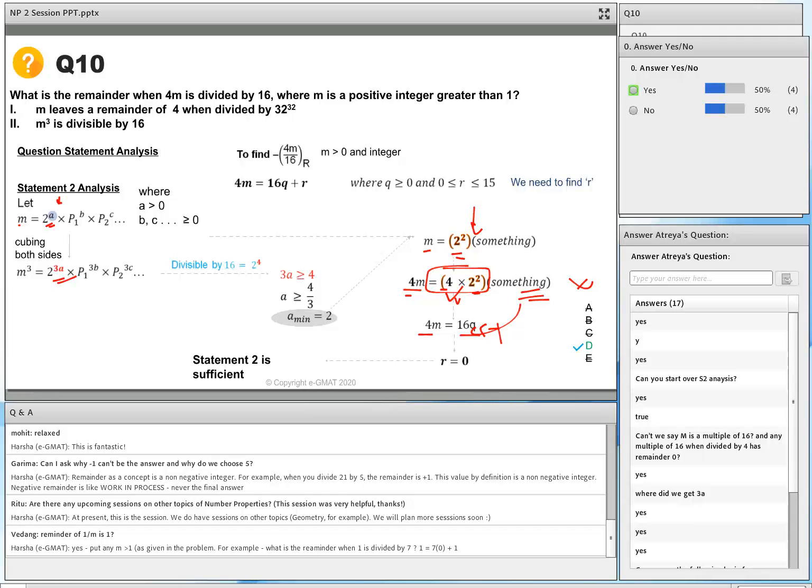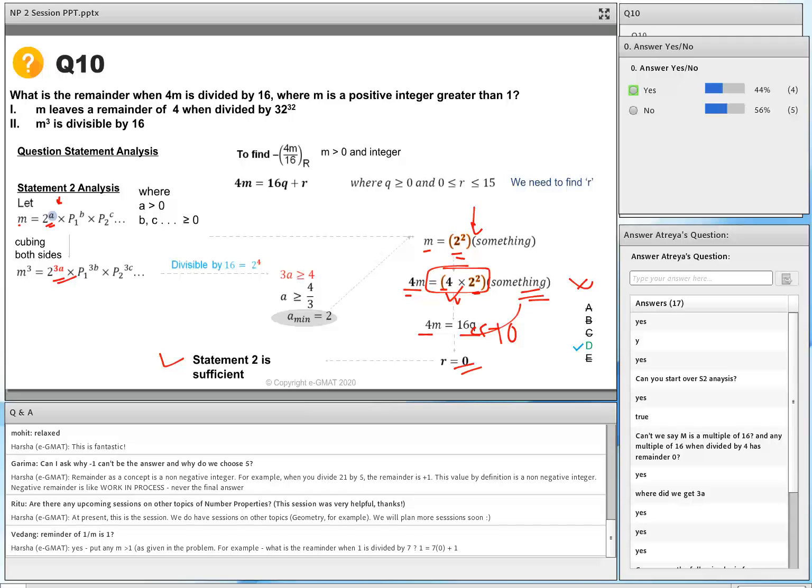16 times q means 16 times q plus r, which is 0. So the remainder over here as well is equal to 0. So statement 2 is also a sufficient statement to answer this question. I hope the solution for this question is clear to all of you.